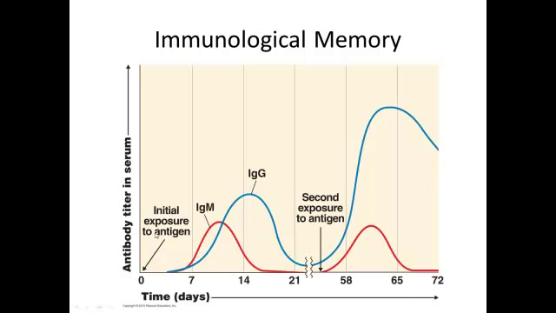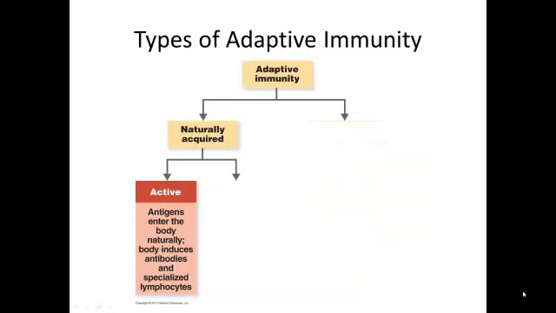So if I look at your blood and I can see a whole lot of IgM and not a whole lot of IgG, I know this is the first time you've experienced this disease. If I see a profile that looks like this, a whole lot of IgG and about the same amount of IgM, then I know it's a reactivation of that virus. Interesting, huh? Now let's talk about types of adaptive immunity.